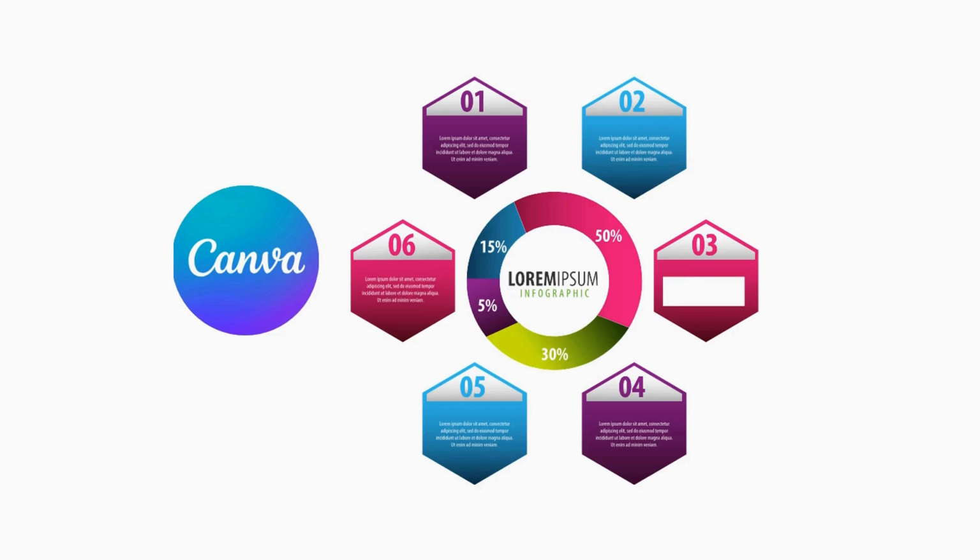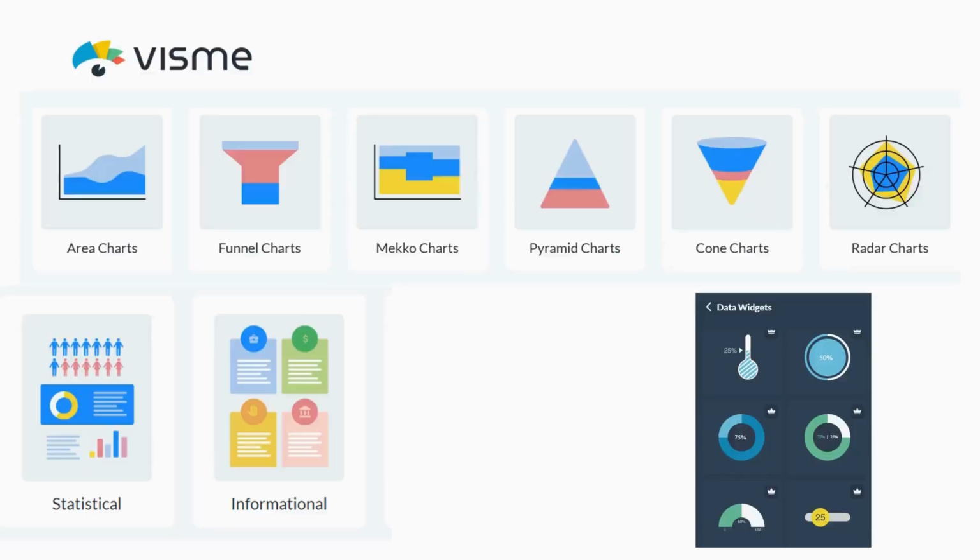There's a tool called Visme. It offers a wide variety of templates, data visualizations, design elements, and it's got this drag and drop interface, which makes it really easy to add charts and icons and images to your infographics.